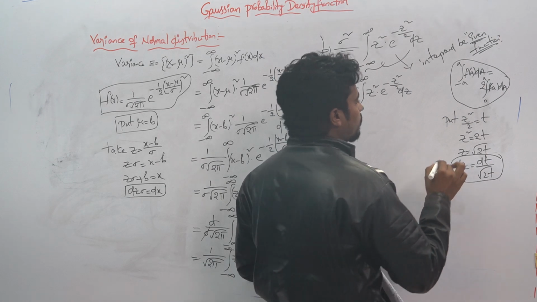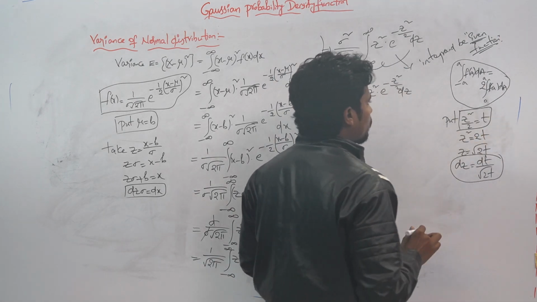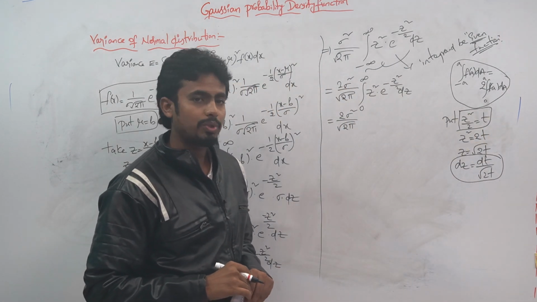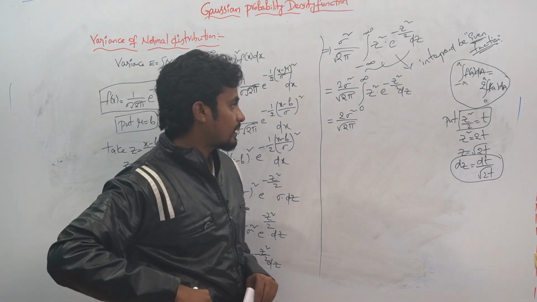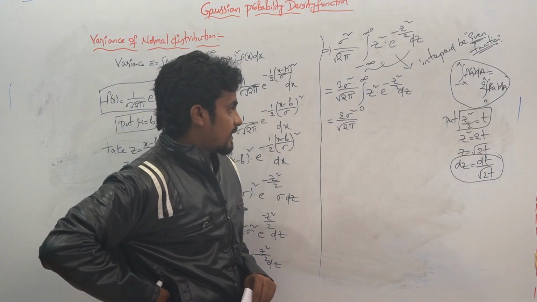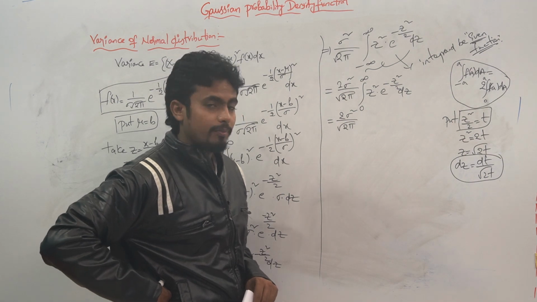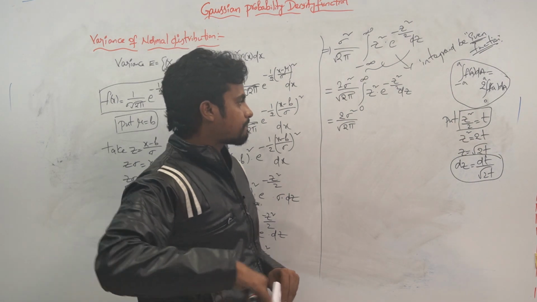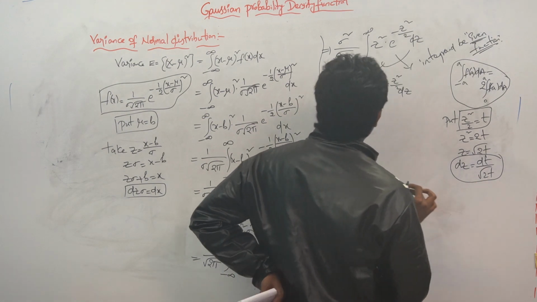And what do we have to put? Put z square divided by 2 is equal to t. And next, when you see the dz, you have to replace it with dt divided by root 2t. So how much will you get?